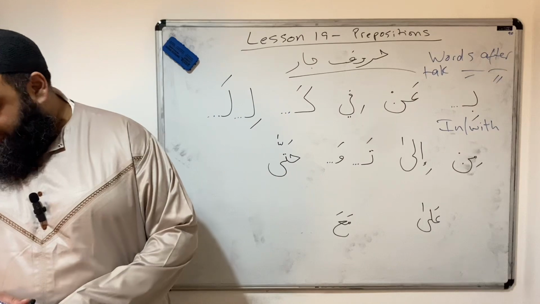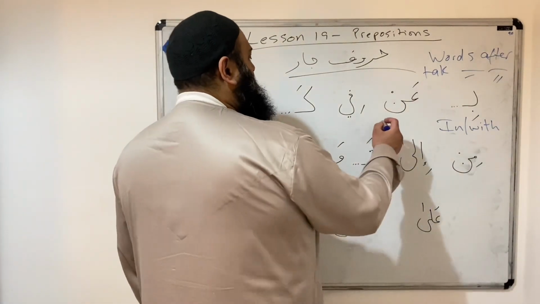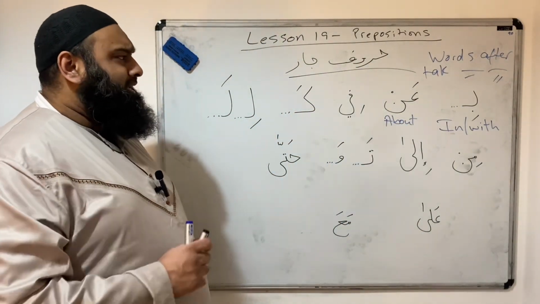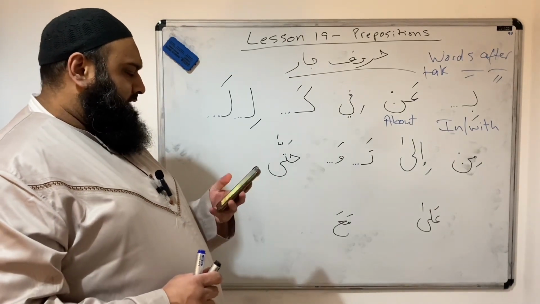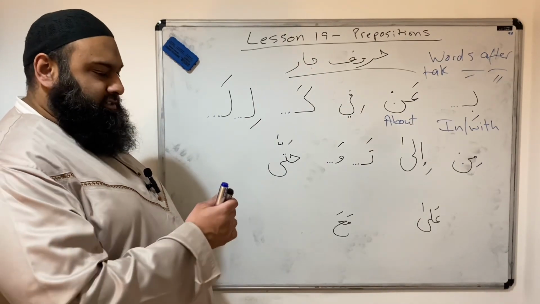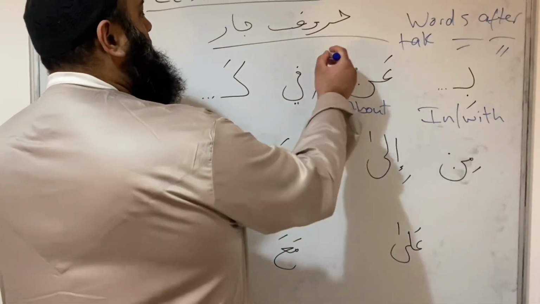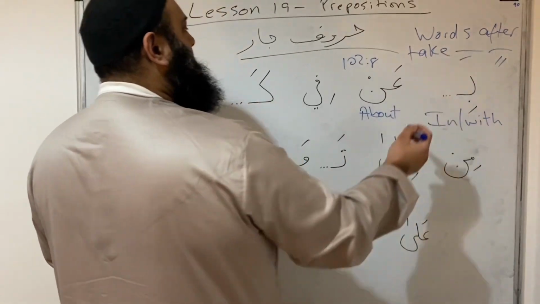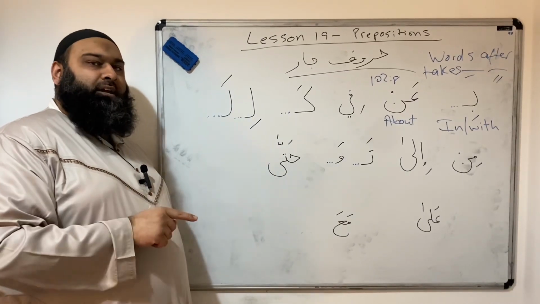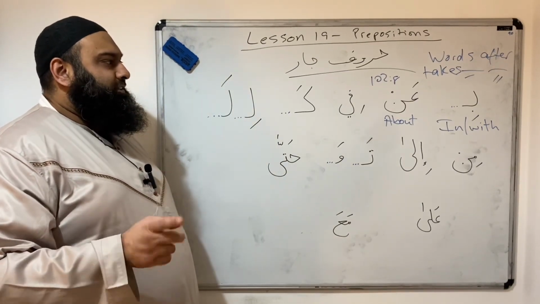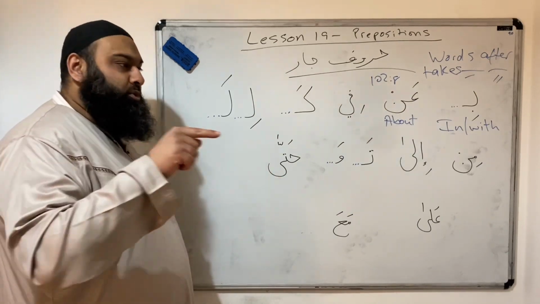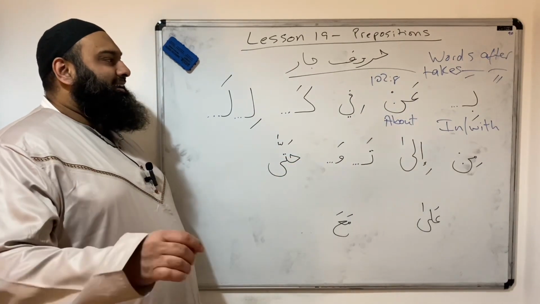An is used in the Arabic language quite a lot with different words, but the general meaning would be about. Let's take a look at the example that I've prepared first, because that's a clearer example of an. If you go to Surah Al-Takathur, 102 verse 8: ثُمَّ لَتُسْأَلُنَّ يَوْمَئِذٍ عَنِ النَّعِيمِ. Thereafter, you will indeed be asked, meaning plural you, on that day, عَنِ النَّعِيمِ, about the delight.